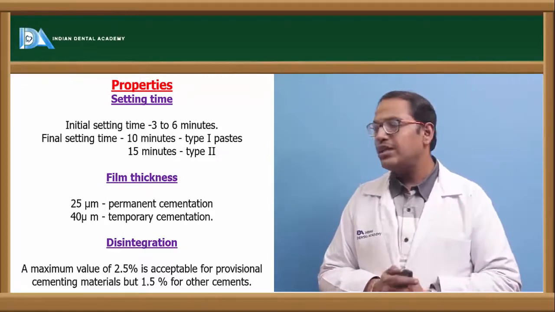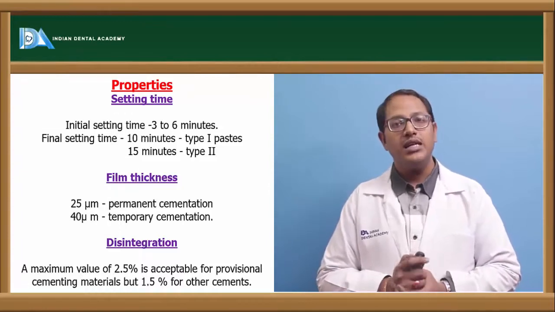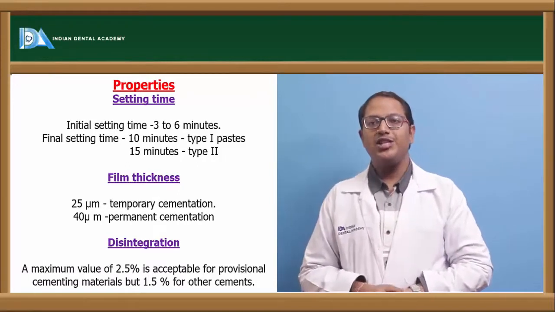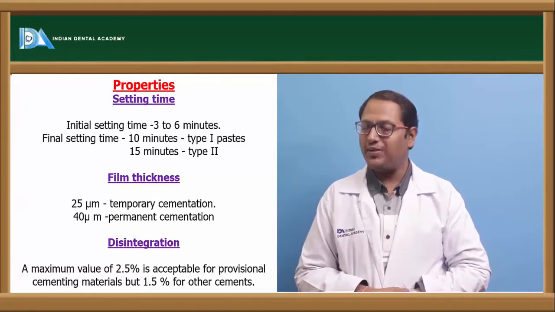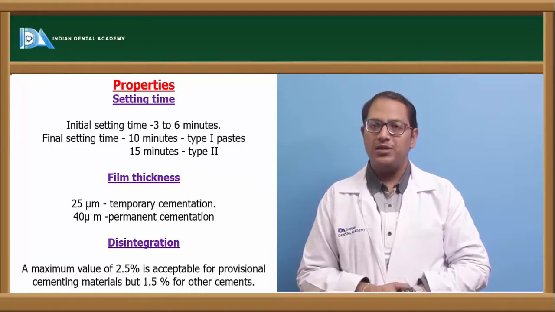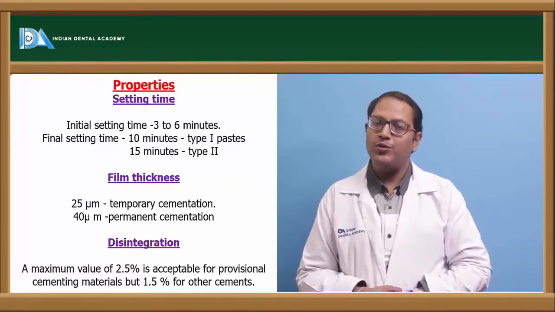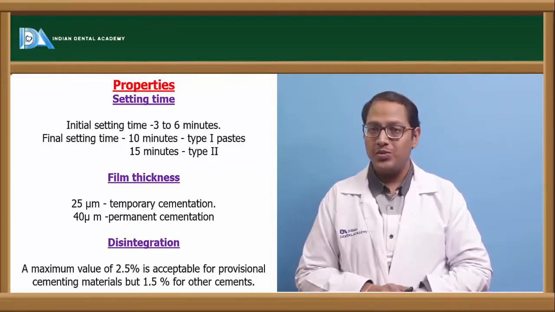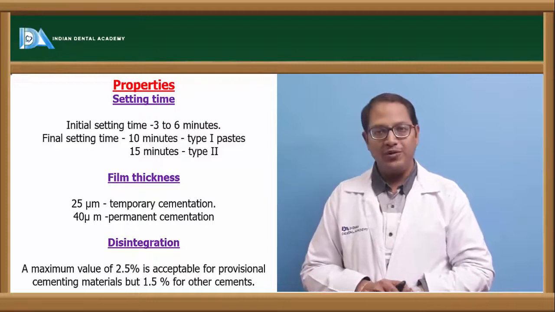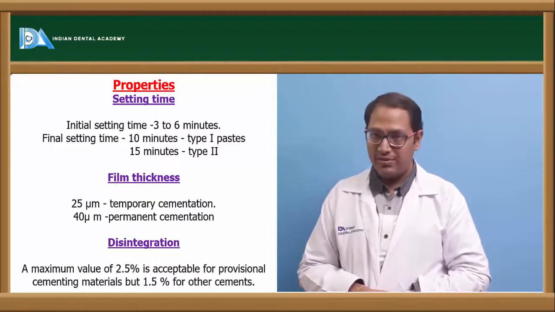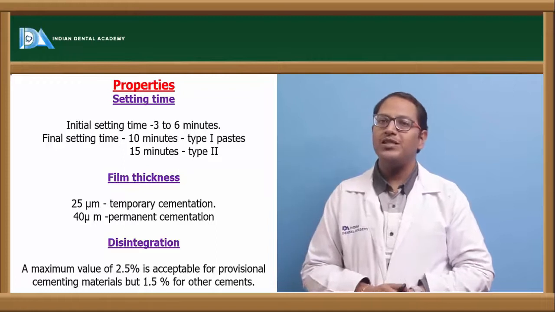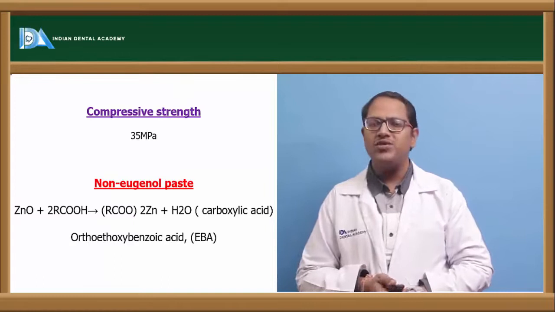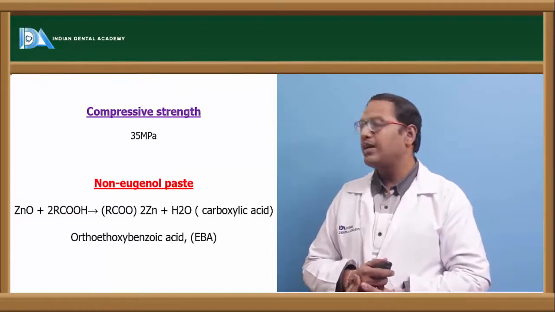Film thickness for type 1 is 25 micrometers to 40 micrometers. So for temporary restoration, the film thickness remains at 25 micrometers, whereas for the permanent restoration, it goes up to 40 micrometers or even more. Coming to the disintegration, the solubility as I spoke is very high. So a maximum value of 2.5% is acceptable for provisional cement materials, but 1.5% for cavity liners or for the permanent restoration. Coming to the compressive strength, it's very weak. It is only 35 megapascals.